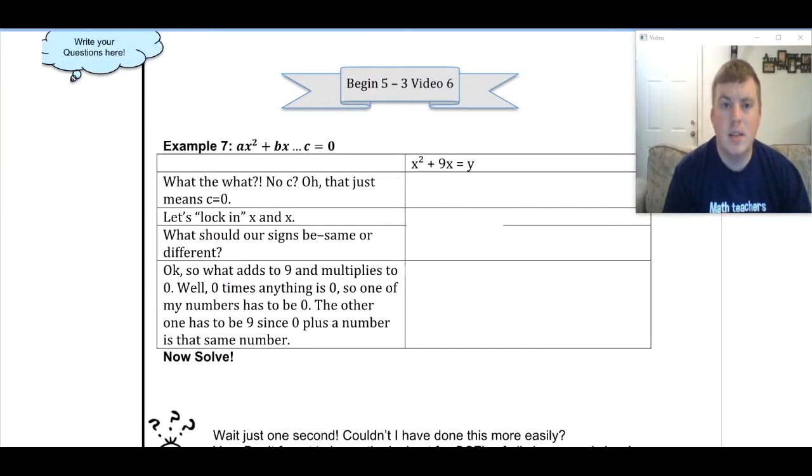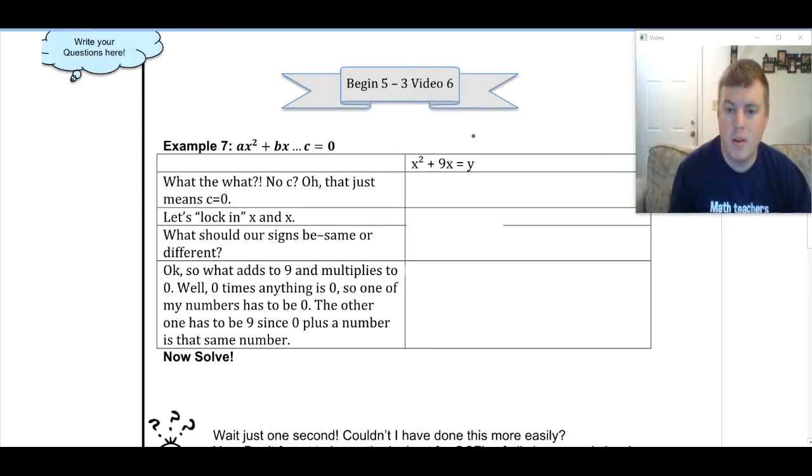Welcome to video 6 in our 5-3 video series. In this video, we're going to take a look at another situation that you might run into when you're factoring. We're going to look together at example 7, so let's take a look at that. We're given x squared plus 9x is equal to y.